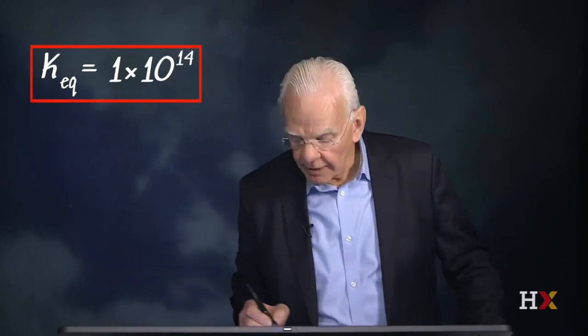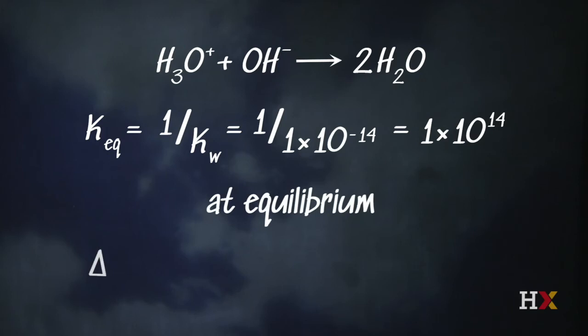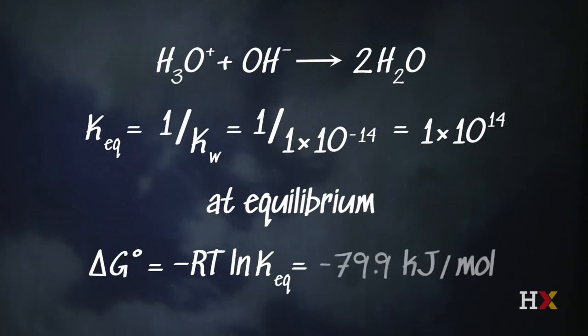So at equilibrium, when I calculate the release of Gibbs free energy under standard conditions, we know that that's equal to minus RT log of the equilibrium constant. That's equal to minus 79.9 kilojoules per mole. That is a very large release of Gibbs free energy.